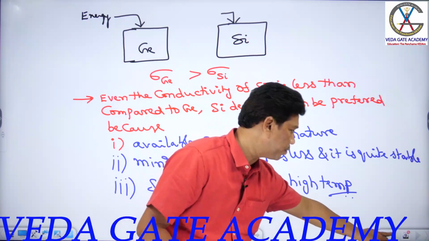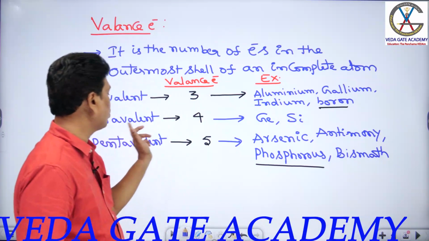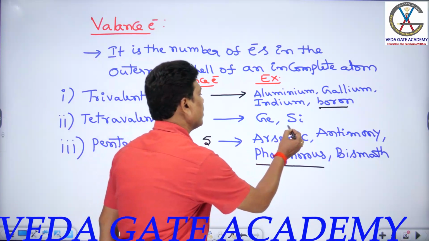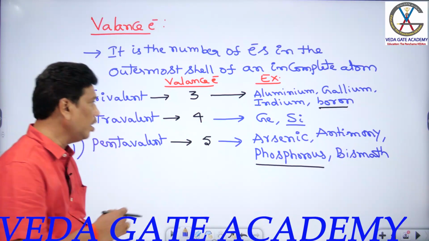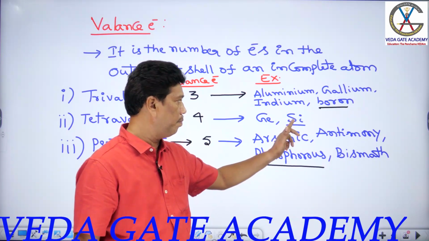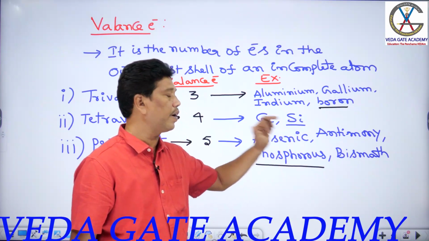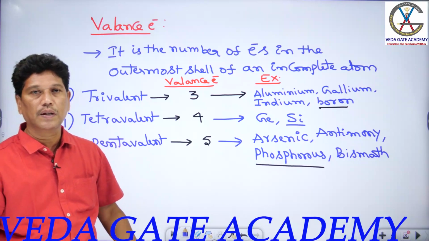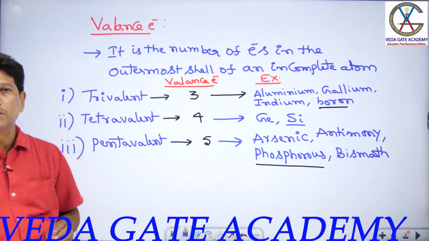So now, who is mostly preferred? A tetravalent impurity, that is a pure semiconductor, we can also call silicon. The most popular trivalent is boron, pentavalent is phosphorus, and the tetravalent is silicon. Understand these things? So valence electrons you learn first.